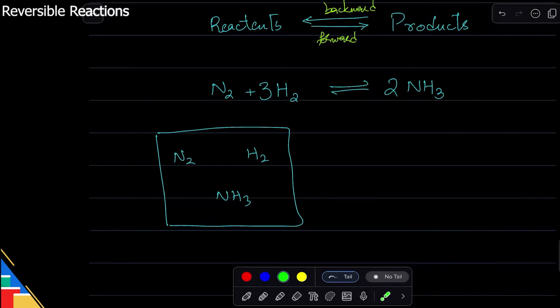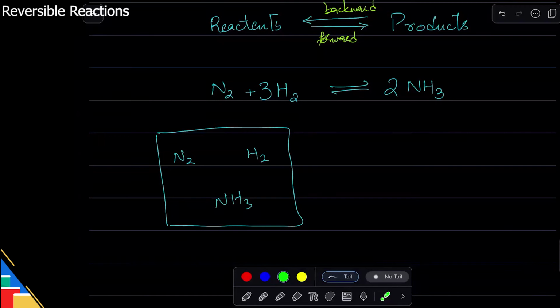So what happens? Initially, all you have is just nitrogen and hydrogen. You have nothing else. Only nitrogen and hydrogen, there is no ammonia at the start. So now there is no ammonia to go back. So all that's going to happen is nitrogen is going to react with hydrogen and start producing ammonia. So we say that at the start, the reaction is going forward more and backward less because there's very little ammonia.